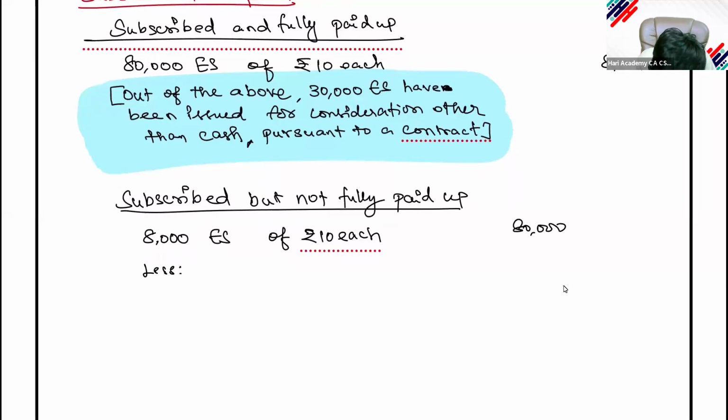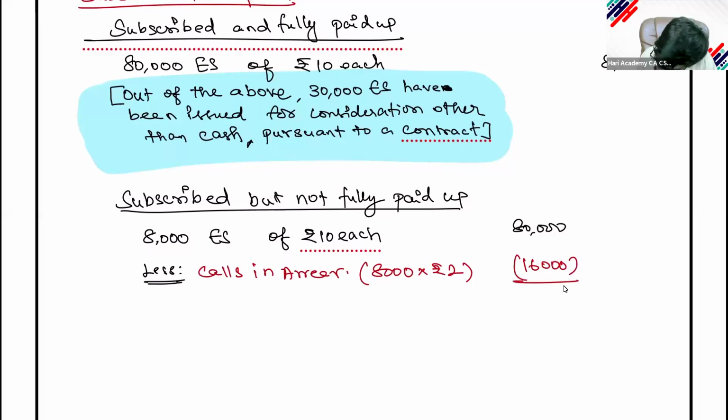Assume there are calls in arrears. A few shareholders are not going to pay you. So what will you do? Calls in arrears: you will take 8,000 shares into rupees 2 that people are not going to pay. So 8,000 into 2 will give you 16,000. So you will show 64,000 directly. Listen, you will directly show how much?